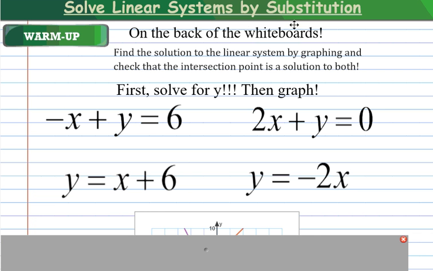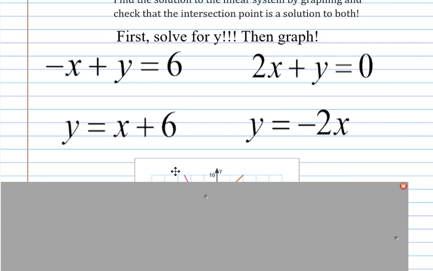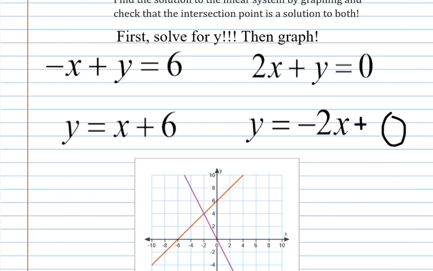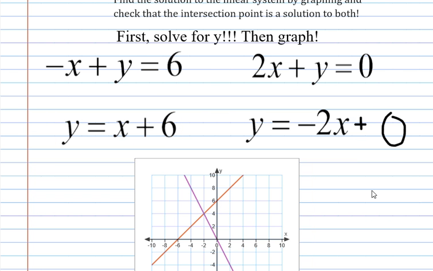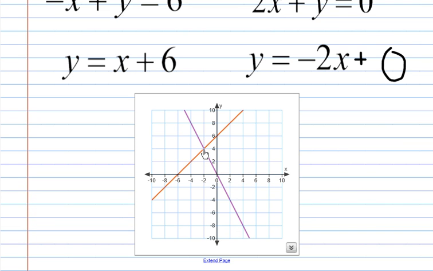Okay, first thing you need to do is solve for y. When you solve for y, you then get y equals x plus 6 and y equals negative 2x. It's really negative 2x plus 0, so that would be where the y-intercept is. And then you graph each line. So this first one right here is shown in red. This second one is shown in the purple. And then you find where they cross, and they cross at negative 2, 4. That would be the answer.